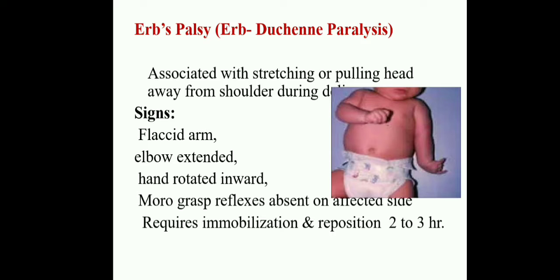Next, what are the clinical features, the signs? A flaccid arm is there. The arm is unable to move, and the elbow is extended. Look at that picture, how the elbow is extended. The hand is rotated inwards, towards the abdomen, and the Moro reflex is absent on the affected side. The Moro reflex and grasp reflex are affected on that side. It requires immobilization and repositioning every 2 to 3 hours. This is about the clinical features of Erb's palsy.